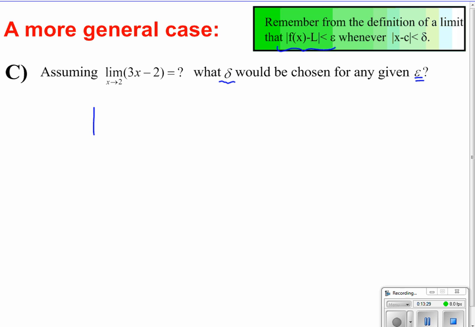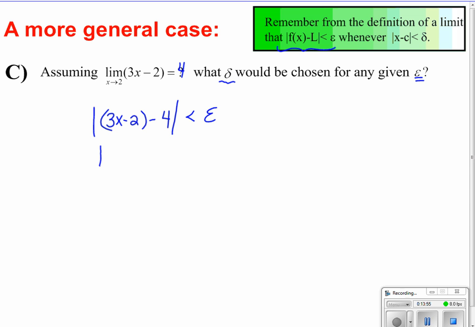So the absolute value of f of x, f of x is this function 3x minus 2, minus my limit. Oh, forgot to calculate my limit. Throw it in quickly. 2 times 3, 6. 6 minus 2 is 4. So I have a limit of 4. Absolute value is less than some epsilon. But I don't have a value for epsilon. That's okay. We'll let it be a variable.